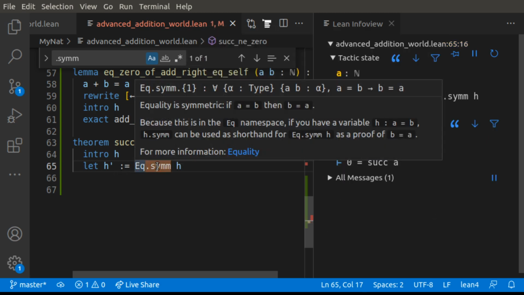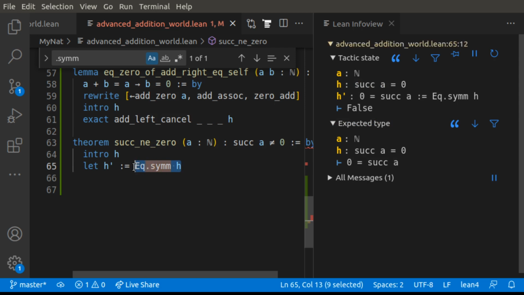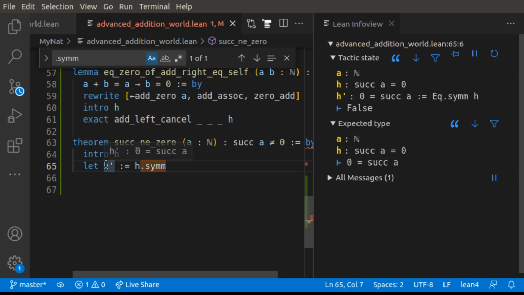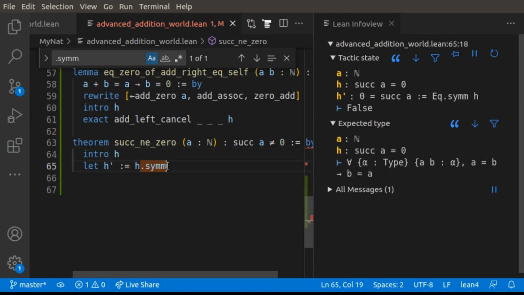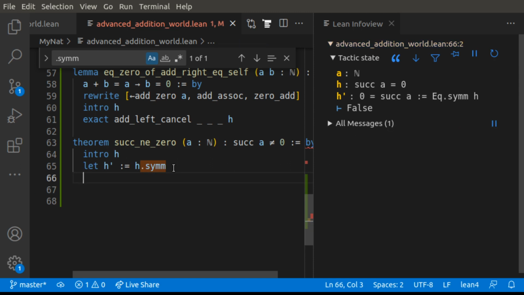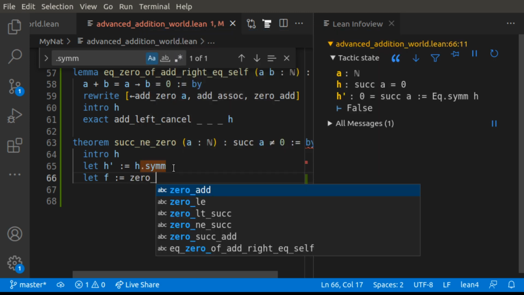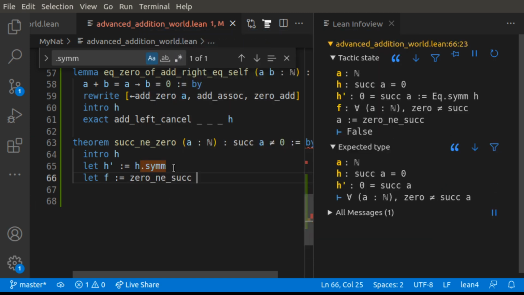So equality symmetric: if A equals B, then B equals A. We could also do H.symmetric instead of Eq.symmetric of H, same thing. And then here h prime is the opposite, 0 equals successor of a, where h is successor of a equals 0. Great. And now we can also let f, I think we can do this, 0 not equal successor of h prime.